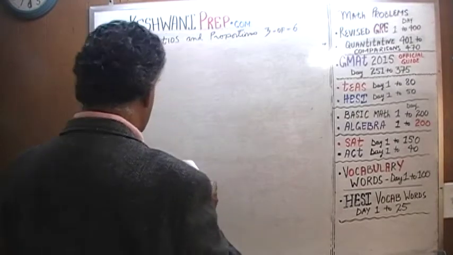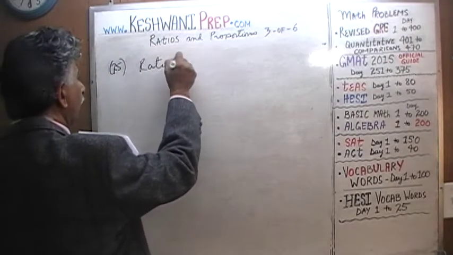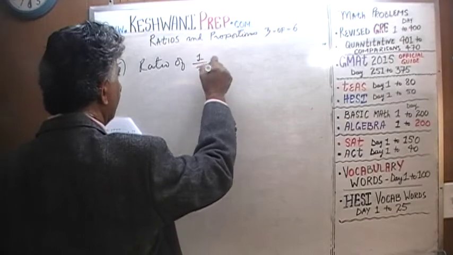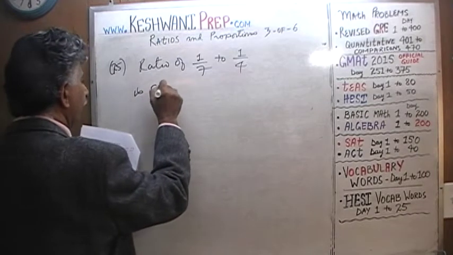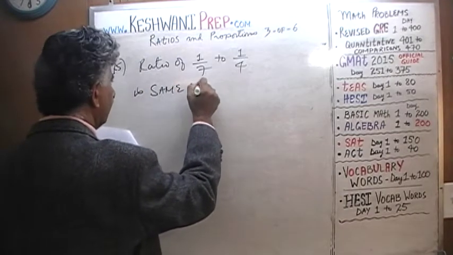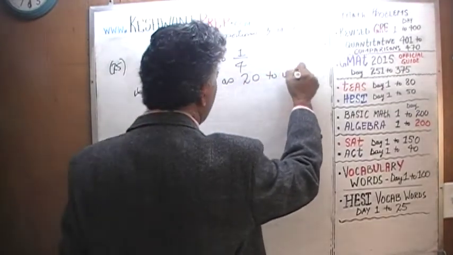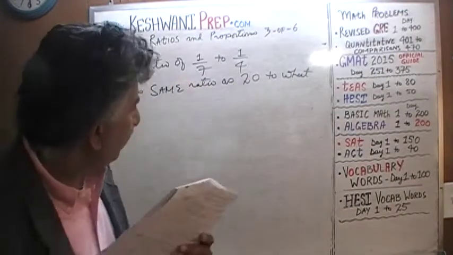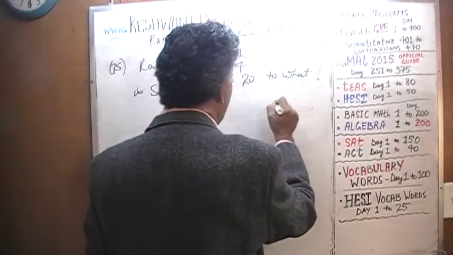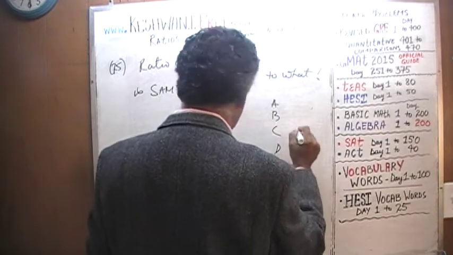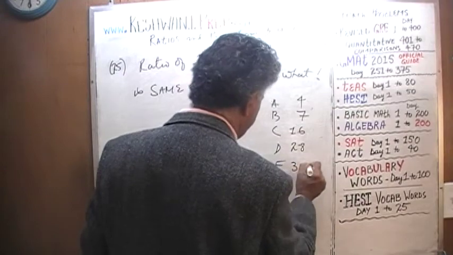It says the ratio of 1/7 to 1/4 is the same ratio as 20 to what? One more time, 20 to what? And here are the answer choices: A, B, C, D, and E. 4, 7, 16, 28, and 35.